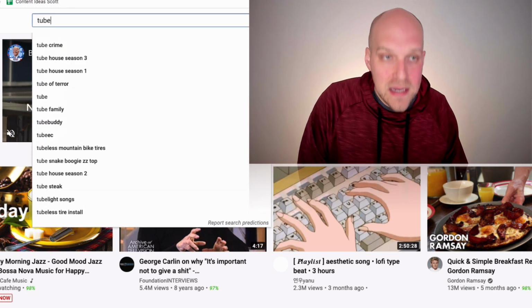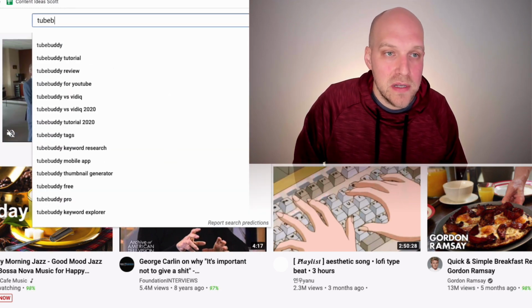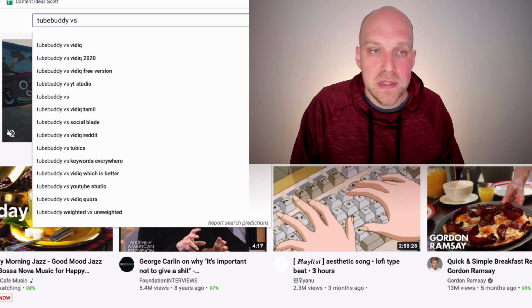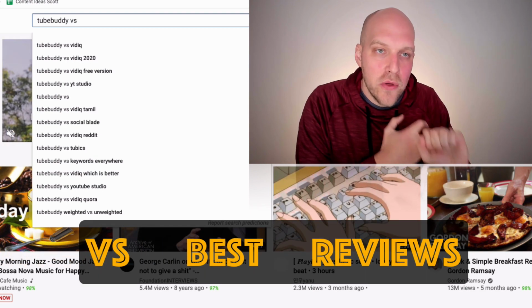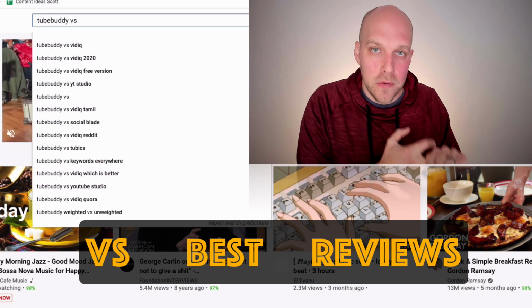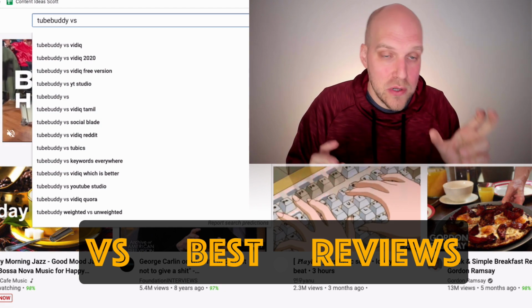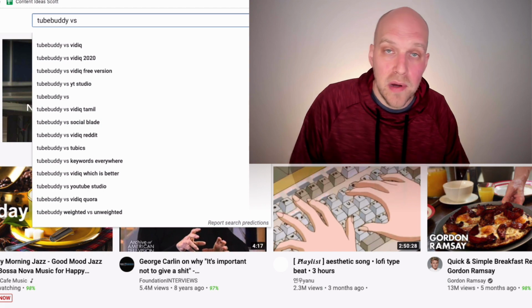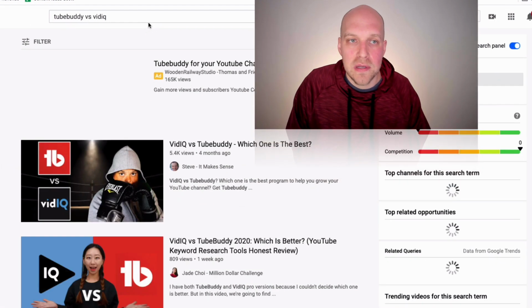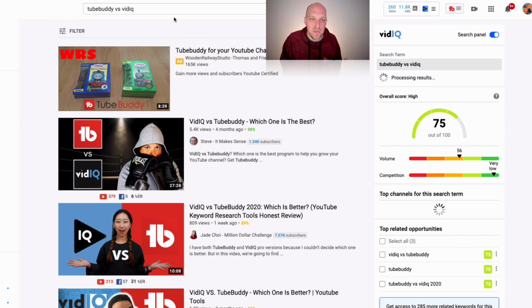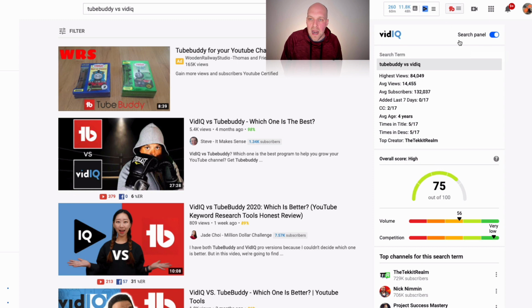What I did in this specific example is I looked up TubeBuddy and then put in the word verse. Anytime there's a word like verse, best, or reviews, those types of words are buyer keywords. So in your specific situation, you're trying to decide between TubeBuddy and VidIQ. And of course, these suggested search results here are helpful because they tell you there's already search volume for that keyword.